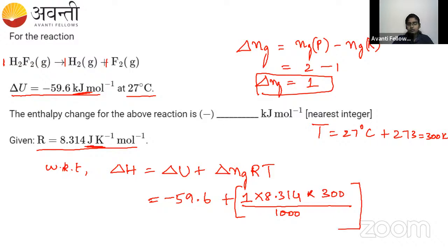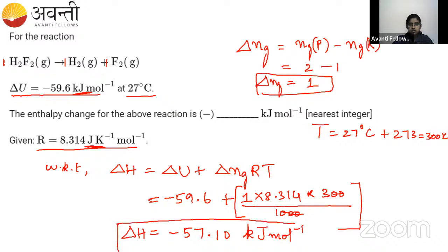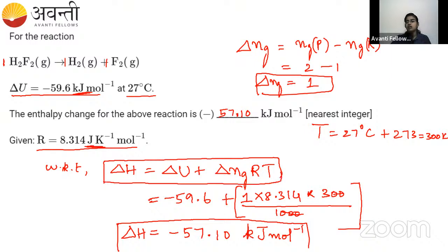Now if we solve this, we will get minus 57.10 kilojoule per mole as the final answer. So the delta H will be equal to minus 57.10 kilojoule per mole. So here we are using the straightforward relation and then doing mathematical steps, and then we are getting the final answer.